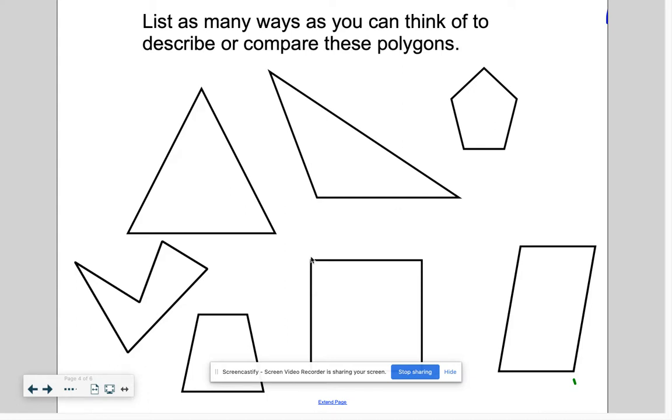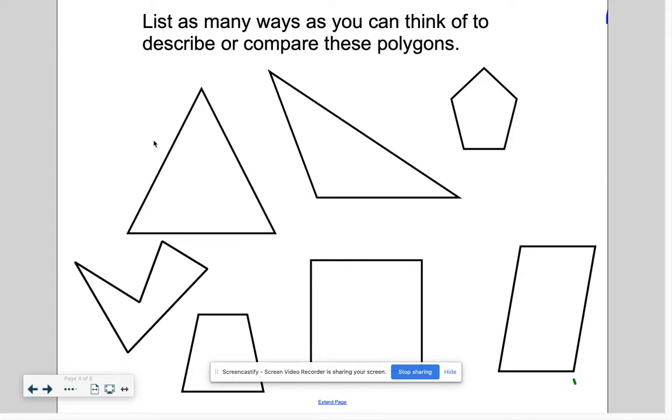But we can also look at, for example, this square has four equal sides and their opposite sides are parallel. That means they run exactly the same distance away from each other. Well, this shape also has parallel sides, but this side is equal to this side. So it's a little different from the square. It's got two equal sides here and two parallel sides, but these two sides are not equal.